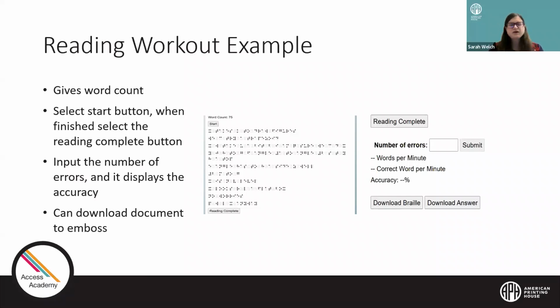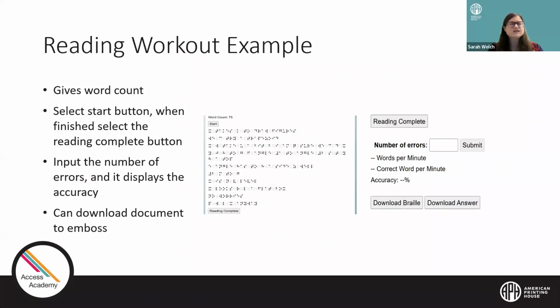So at the top of the page, when you look at a reading workout, it'll give you the word count. So for this particular example, it tells us the word count is 75. Then you encounter a start button. So you would press start, and then you would start reading. And this has a series of lines of sim braille, so simulated braille. And of course, if you have it connected to a braille display, it would come up on that. And then at the end, there is a button to select for reading complete. So you would press that once you're done reading the passage or your learner's done reading the passage.